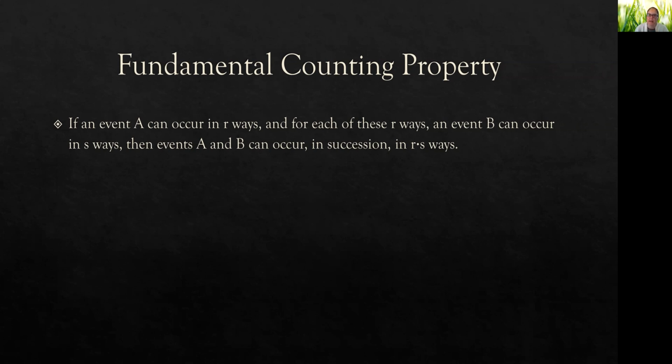That was the 4 kinds of pants. And then the second event could happen in 2 ways. That was the 2 kinds of shoes. And then the third event, that was the 3 different kinds of shirts. So we multiplied the 4 times the 2 times the 3. Okay, and we're going to see this fundamental counting property showing up a lot.